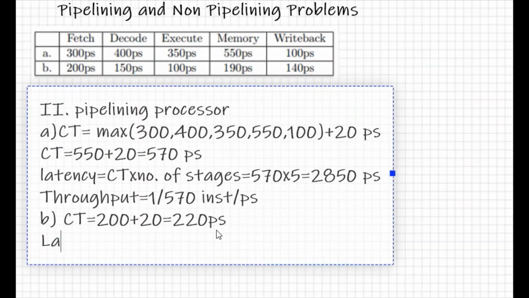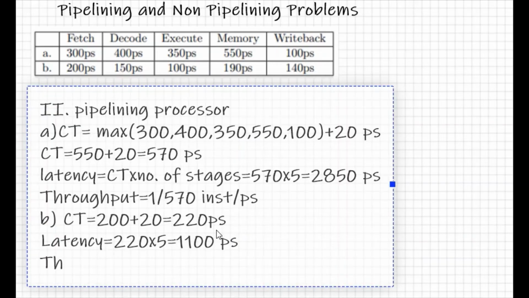Okay. Latency, you know the formula of the latency. So latency is equal to 220 multiplied with 5, and you will get 1100 picosecond. Okay, throughput is 1 upon CT, 220 instruction per picosecond. Okay, so this is for part B.